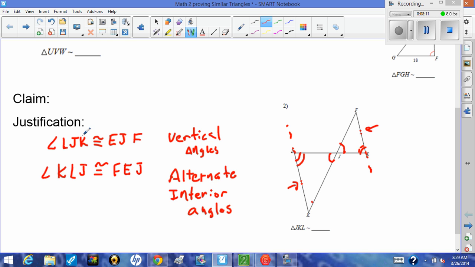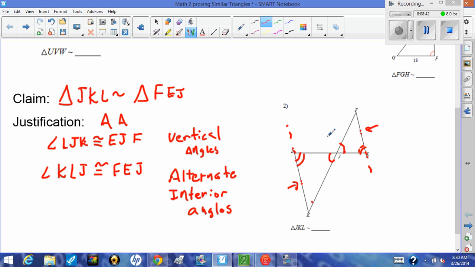Okay, we've just shown that these two angles are congruent. There's our justification. So we can say that these two triangles are similar by angle, angle. Okay, to write our claim, we're claiming that triangle JKL is similar to triangle FEJ.